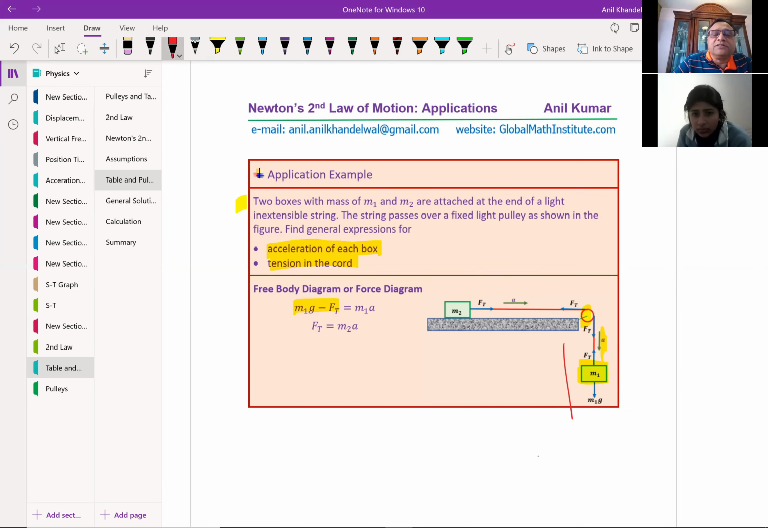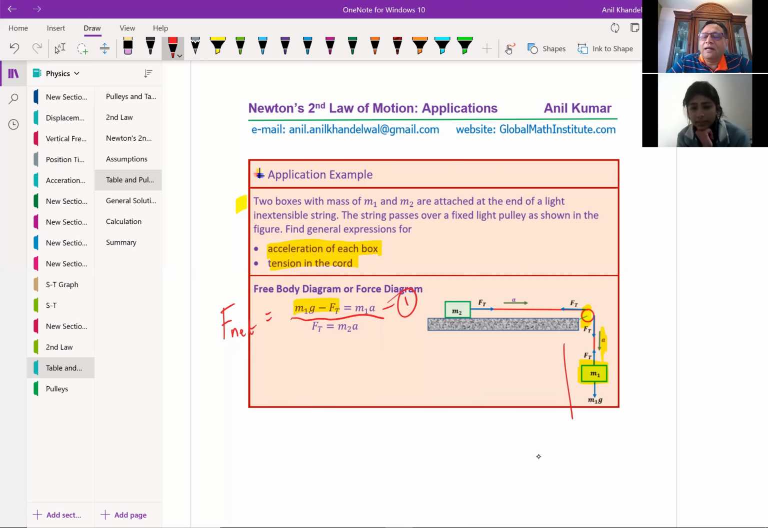What is the net force? The net force is the difference between the downward pull due to gravity on this mass and the tension in the string. The tension is always in the opposite direction. Therefore, we wrote the equation M1g minus Ft. That is the net force. Now, according to Newton's second law, this net force should be equal to mass times acceleration, M1 times a, and so we get our first equation. Is that clear to you?